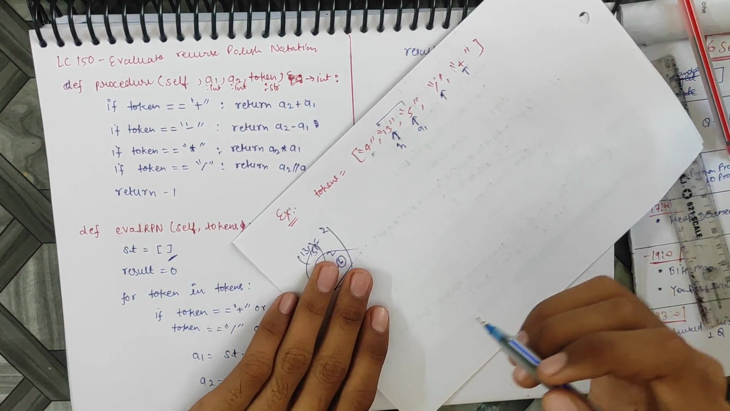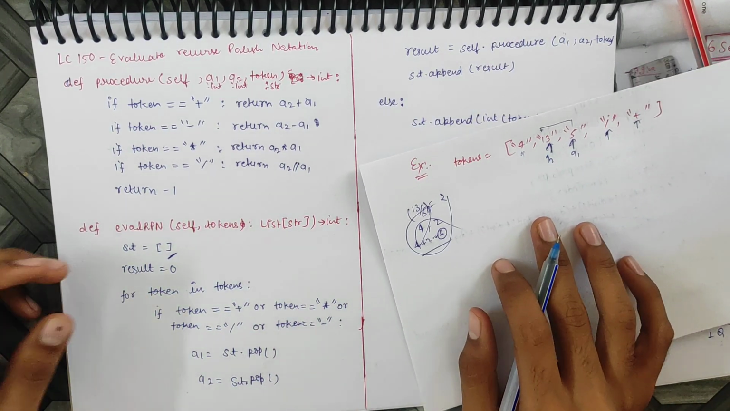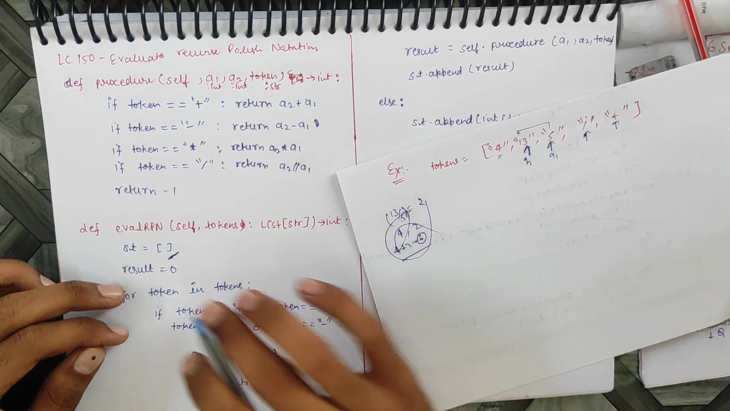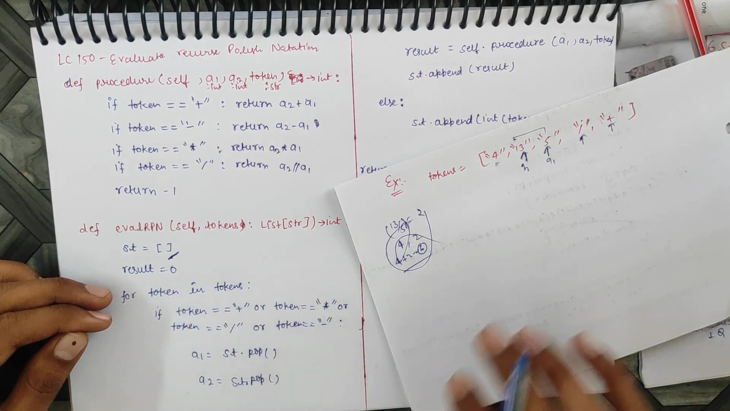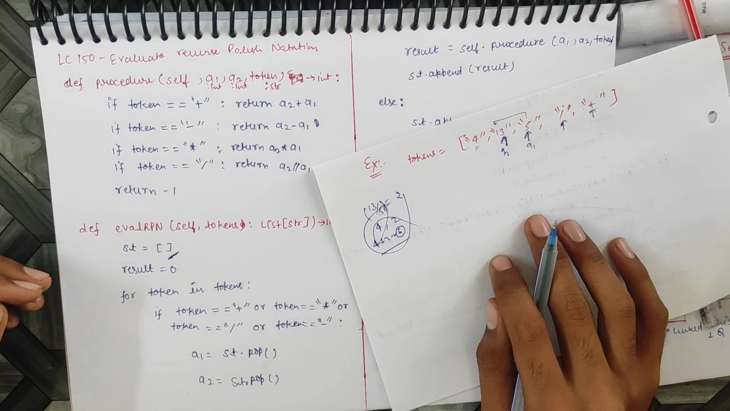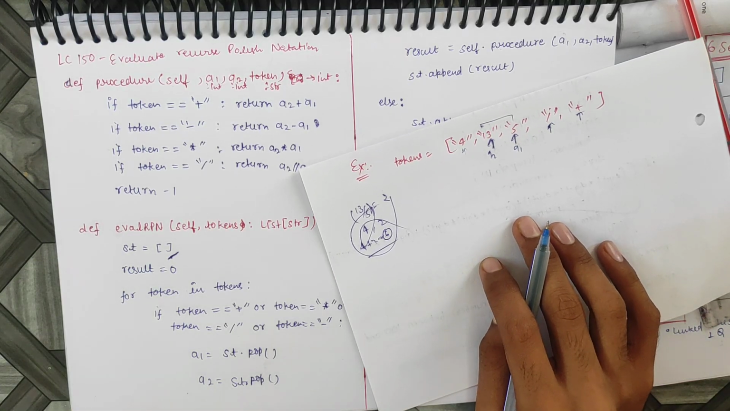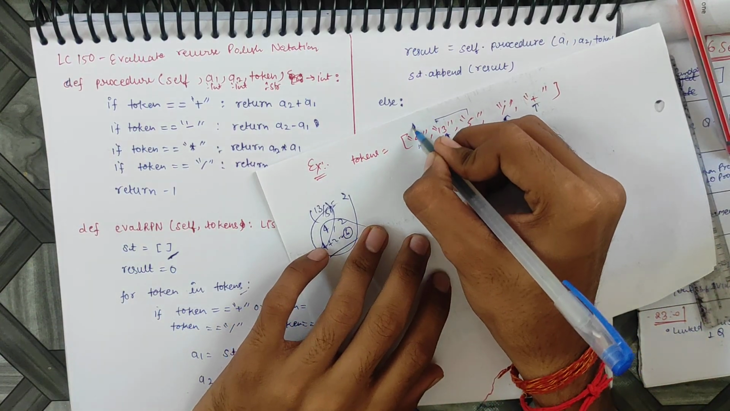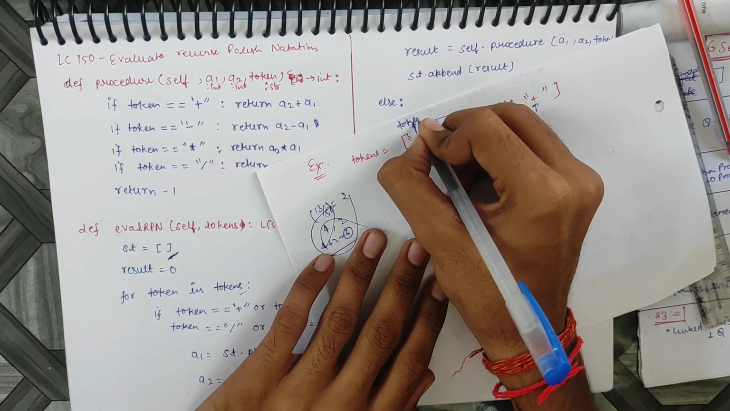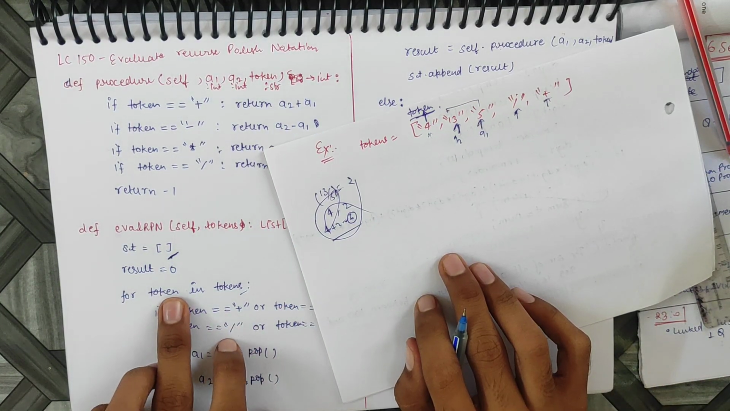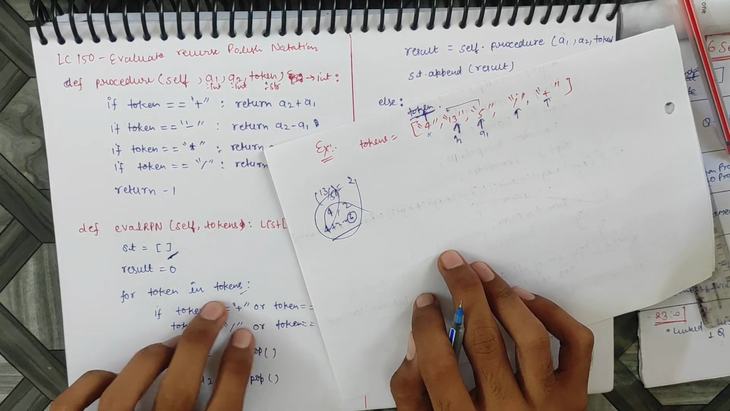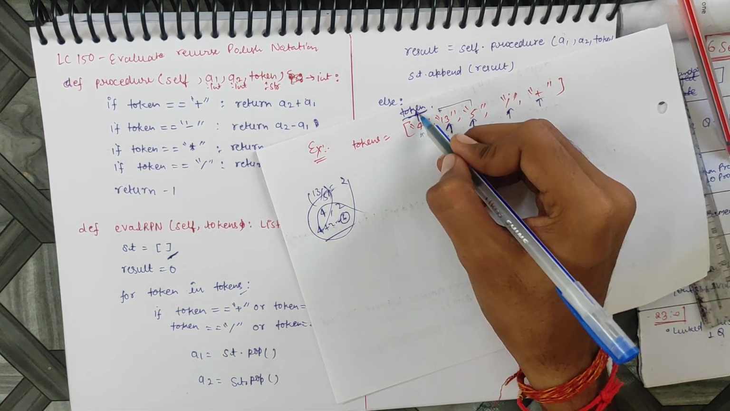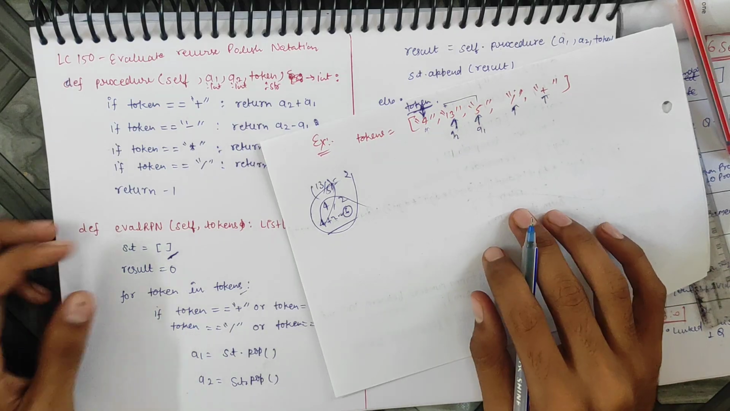So here is the code. Let's understand with the help of the code. We declared an empty stack here, and a result variable which starts from 0. We first iterate through the tokens. Tokens is a list, and each element here is a token. Here we have written for token in tokens, so it means we are iterating through the whole list, with each element denoted as token.